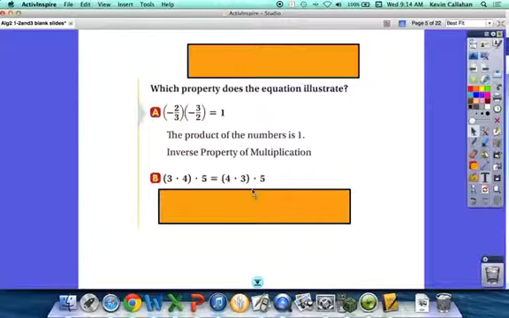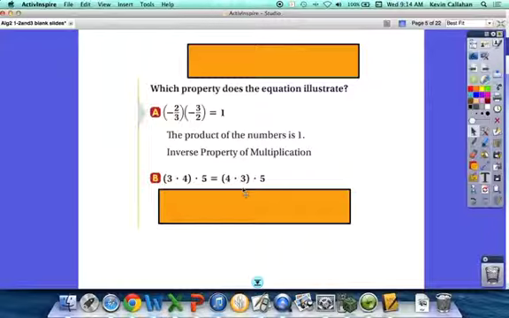You see the parentheses. Yeah, it's just the order, right? Sometimes when you look at that, because of the parentheses, you want to say it's the grouping, but it's not the grouping. It's actually what's inside the parentheses. 3 times 4 has been switched to 4 times 3. Which property says order is not important?